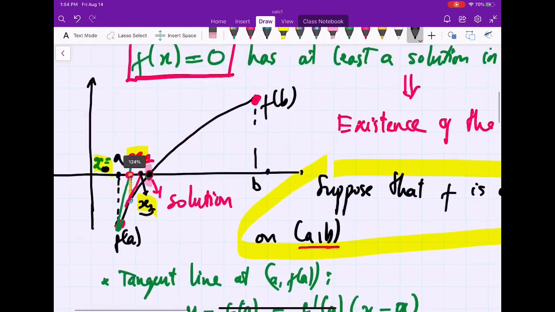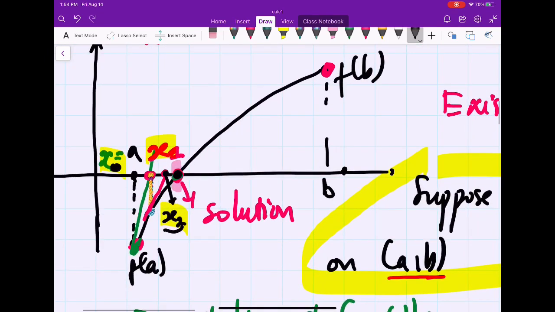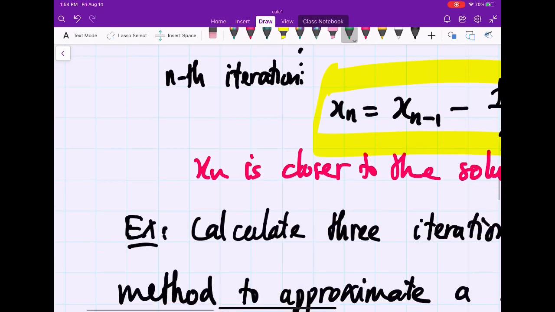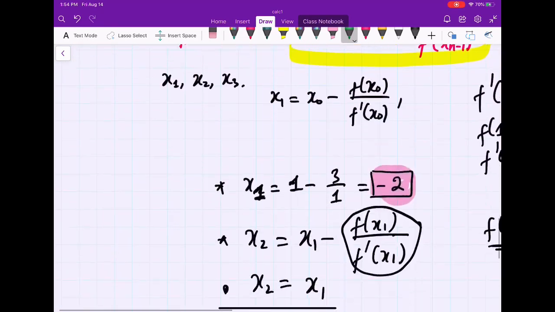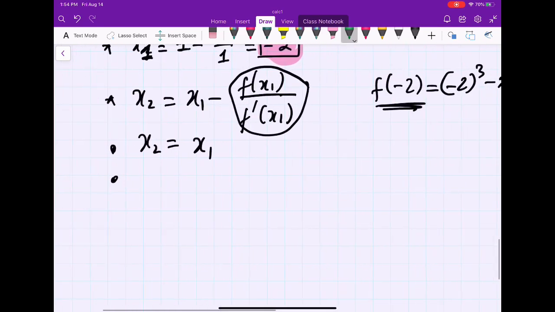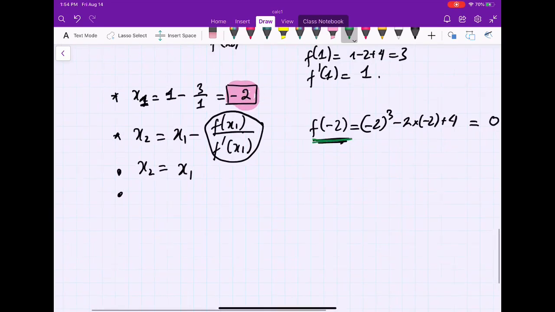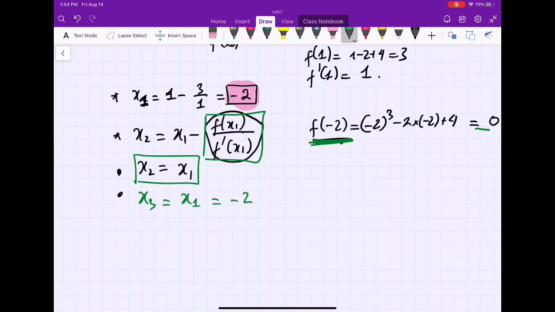You see, when you arrive at this point, you don't need to do anything else. Is that correct? That is our situation here, because you plug -2 into the function and you get 0. So this term is 0. That means x2 is x1. So if you continue, you get x3 is x1, just equal to -2, because this is already the solution.